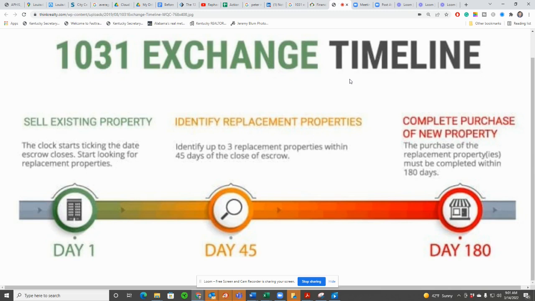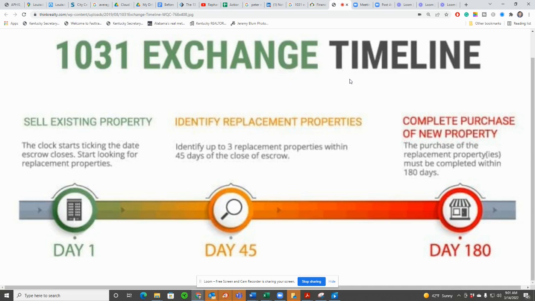Now, the second piece of the puzzle is that you could do the 95% rule. And what the 95% rule means is that you can identify as many properties as you want, but you have to close on 95% of them. And the sum of the total properties that you identify, there's no upper limit on what those values could be.